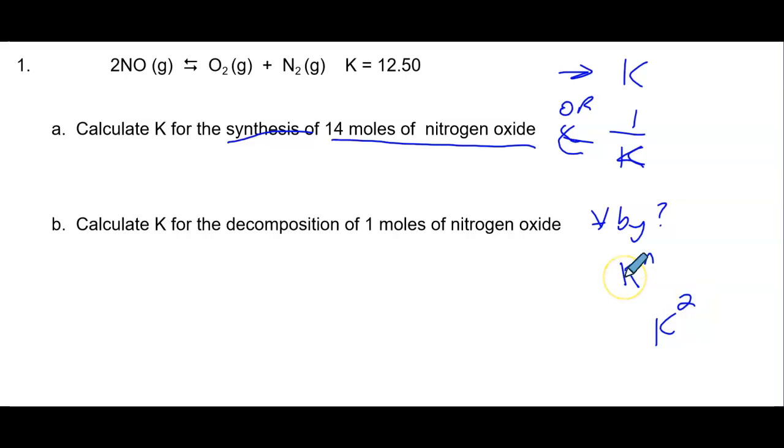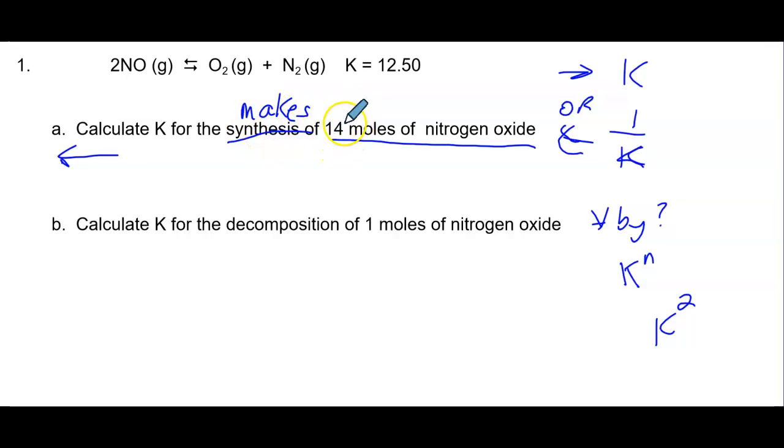So let's go back and look at this problem. We know that we're going to synthesize. Synthesize, remember, means makes, produces, creates. I'm going to synthesize nitrogen oxide. In this chemical equation, I am not synthesizing, I am decomposing. So in order to synthesize, I'm going to need to reverse the reaction. Okay, so I took care of that part, the descriptor word.